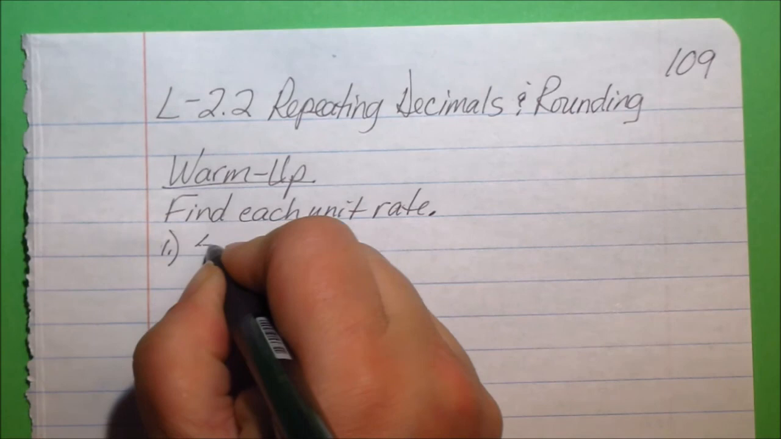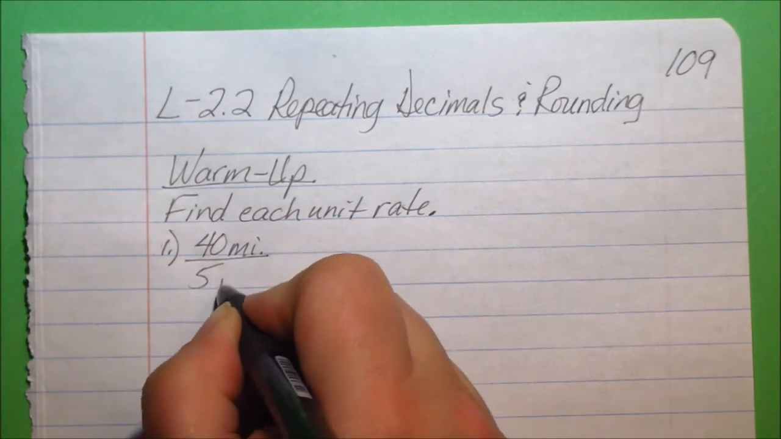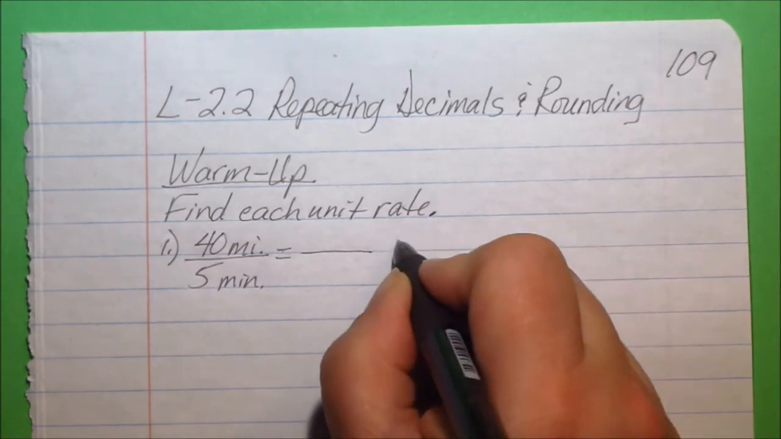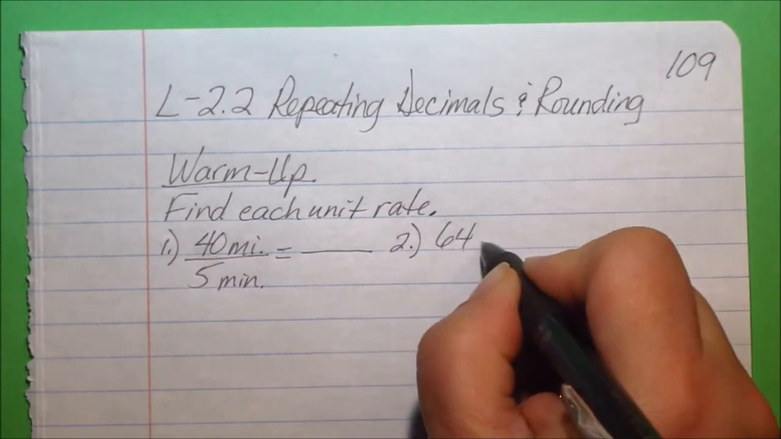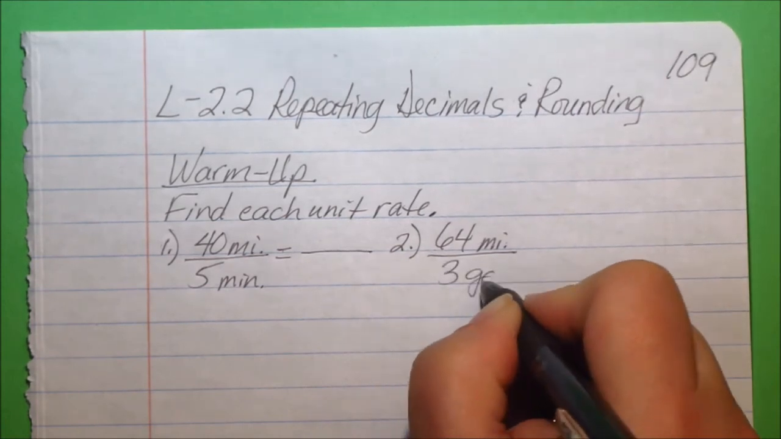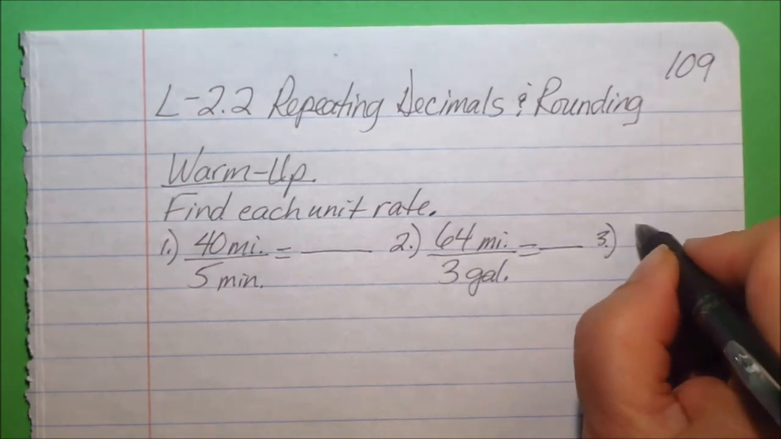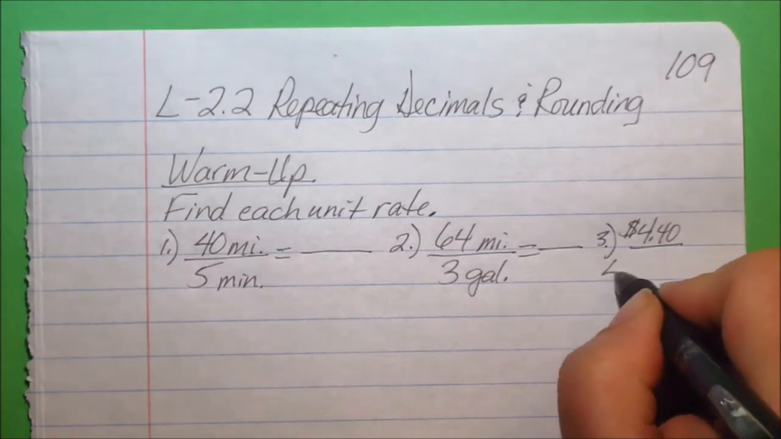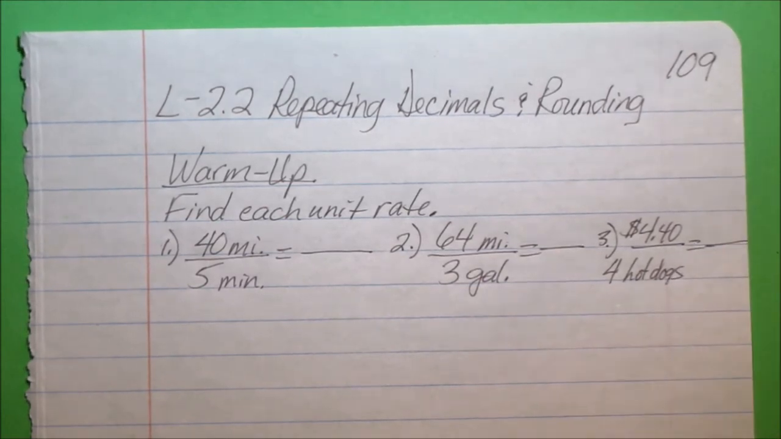All right, so 40 miles per 5 minutes equals how much? Unit rate. Number two, 64 miles per 3 gallons equals unit rate. And number three, $4.40 for 4 hot dogs equals, what's the unit rate?